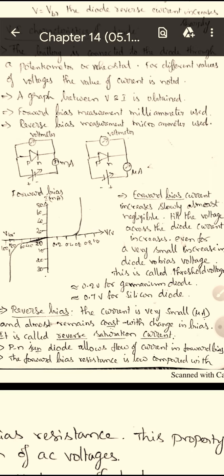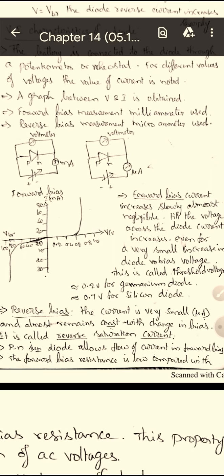In forward bias, the current increases slowly, almost negligible, till a certain voltage across the diode. Beyond that, even for a very small increase in diode bias voltage, the current increases sharply. This voltage is called the threshold voltage. It is equal to 0.2 volt for a germanium diode and 0.7 volt for a silicon diode.